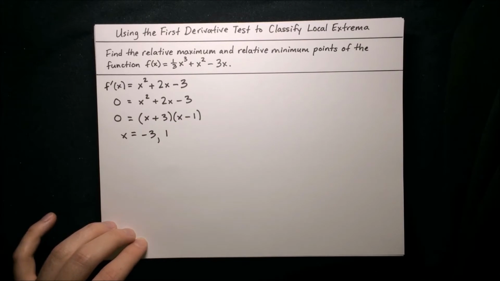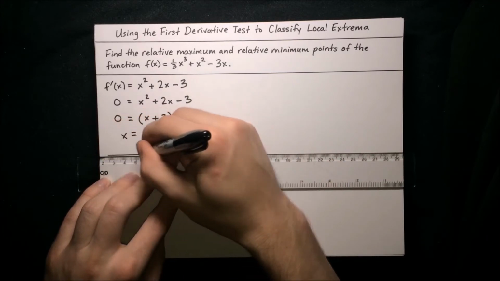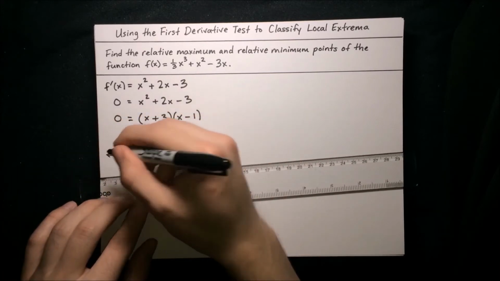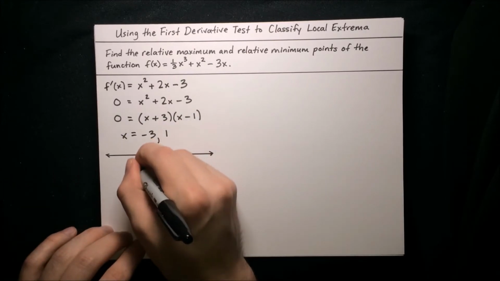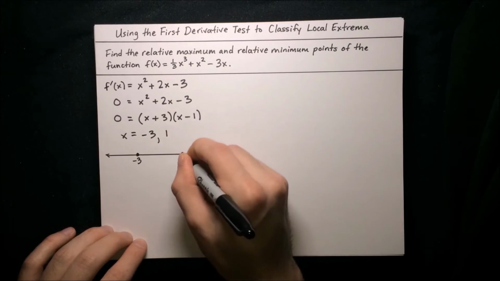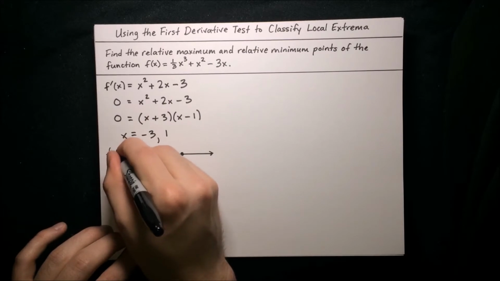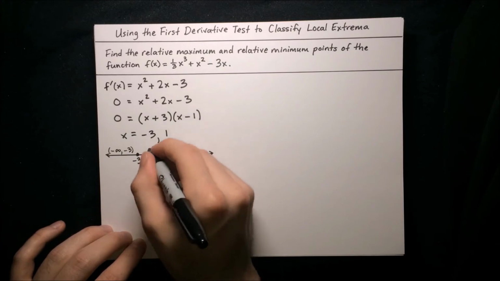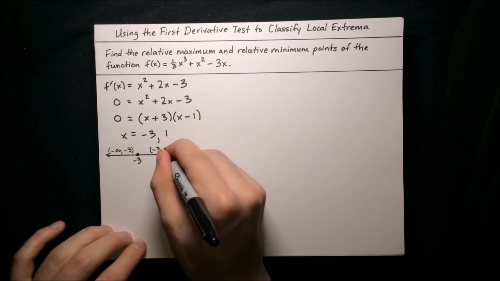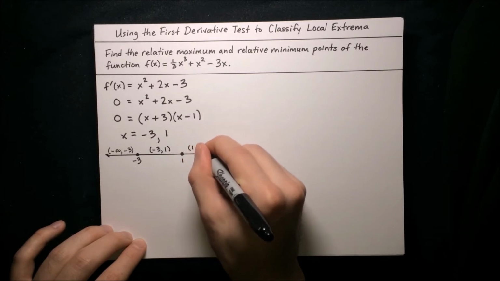These critical points split our number line into 3 subintervals. Why don't we actually draw this out so that you can see? So here's our number line. Just draw a straight line across, and let's go ahead and plot our critical points on there. We'll have -3 over here, and 1 over here. So the 3 intervals then are this one over here from -infinity all the way to -3, then the interval between these two critical points from -3 to 1, and then the interval from 1 onwards, so 1 to infinity.